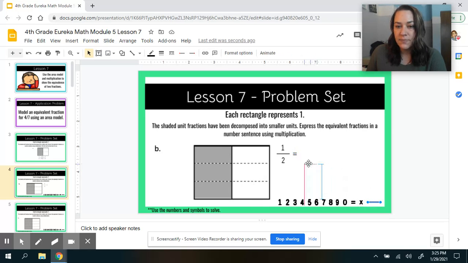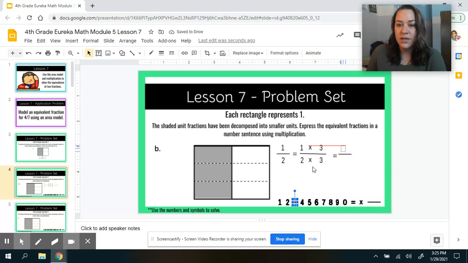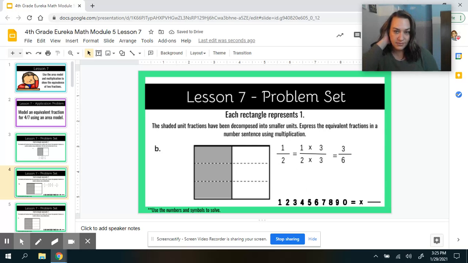Okay, so let's see. We do this and we show what we're multiplying by on the top and the bottom. So I'm going to take 1 and 2 and I multiply my top and bottom by 3. And if we do that math, does it match what it's showing? So 1 times 3 and 2 times 3. Does that give us 3/6? It should, right? 1 times 3 gives us 3. 2 times 3 gives us 6. So 3/6 and 1/2 are equivalent, okay?